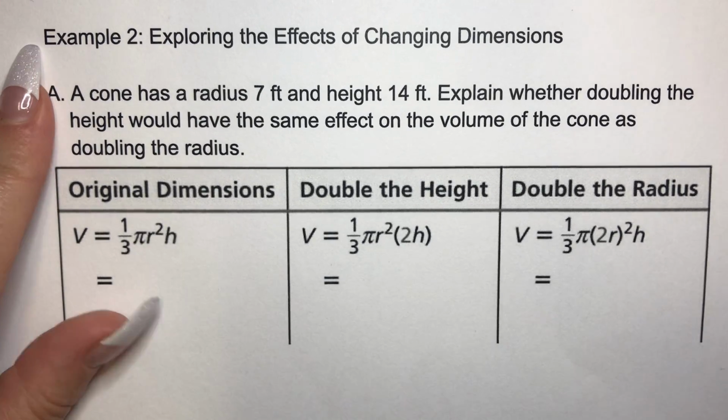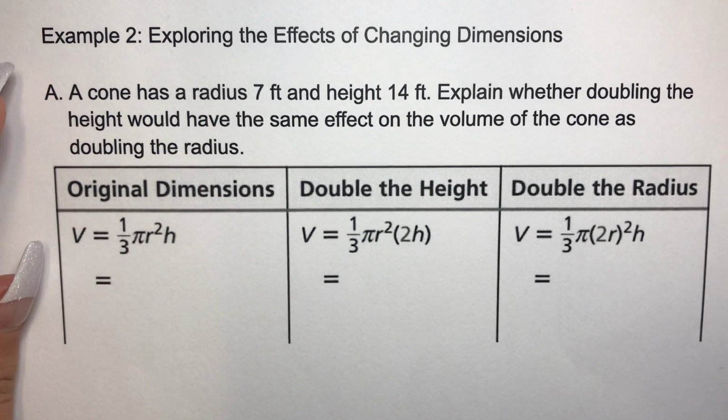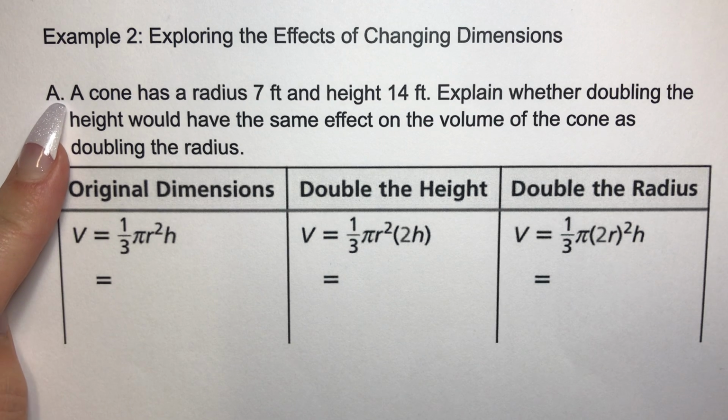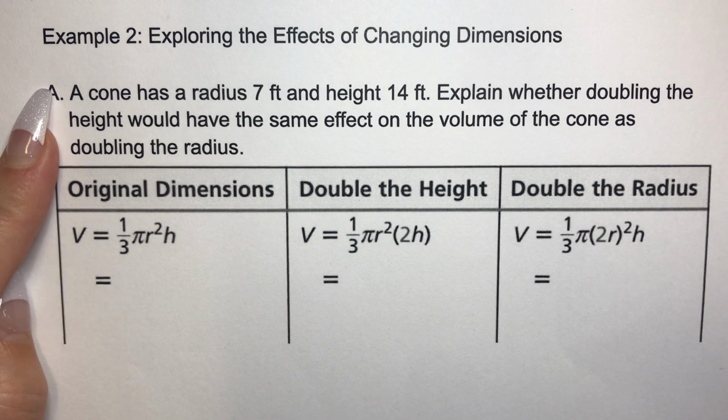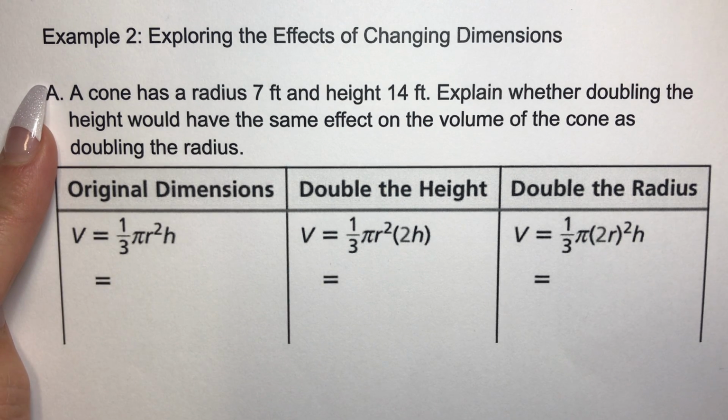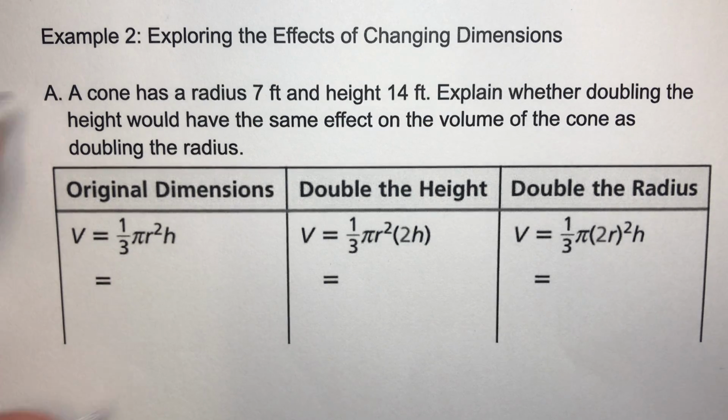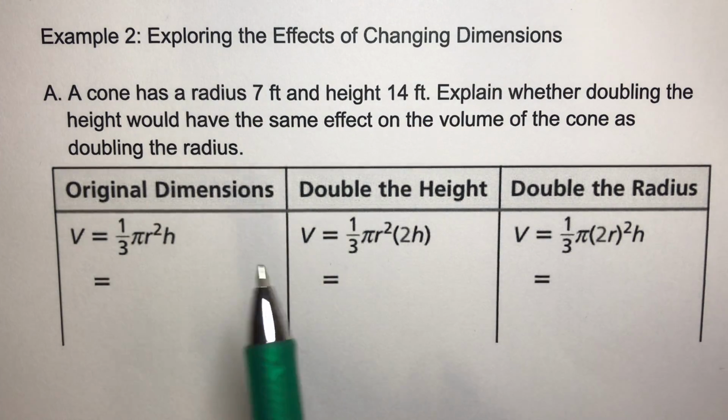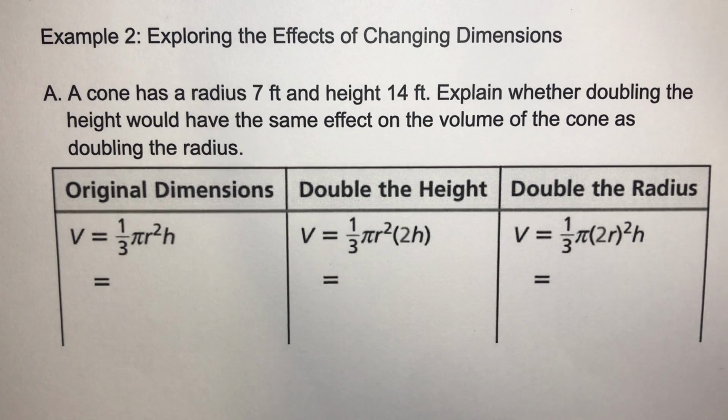Welcome back for example 2, exploring the effects of changing dimensions. A cone has a radius of 7 feet and a height of 14 feet. Explain whether doubling the height would have the same effect on the volume of the cone as doubling the radius. All right, so first we have to determine the original volume, okay?